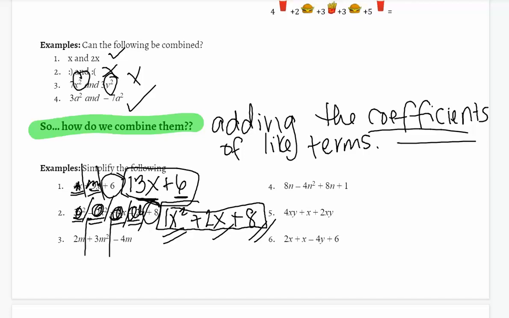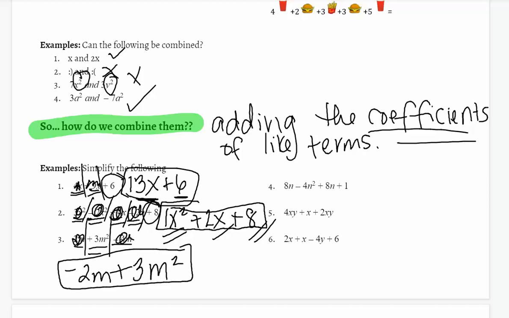If I draw my slashes on number 3, 2m I can combine with negative 4m, and I get negative 2m, and I'm going to cross them out. And then 3m squared, can I add that with anybody? Nope. So I know I'm done because negative 2m and 3m squared can't be added together because their variables are the same, but their exponents are not.